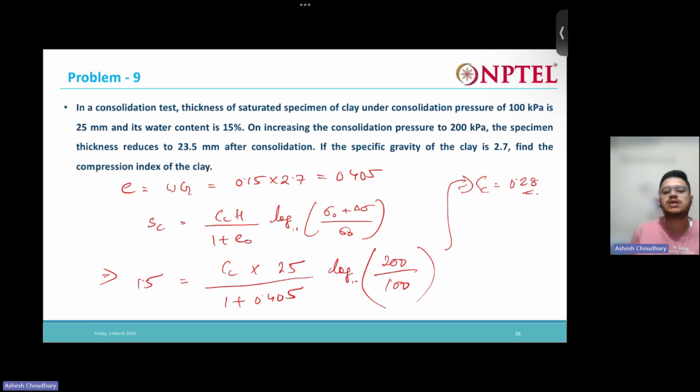Okay, so directly all values are given. You need to think what proper equation you need to use. Just directly put the equation and find out the value of Cc. All right. Okay, clear. Now let us go to the 10th problem.